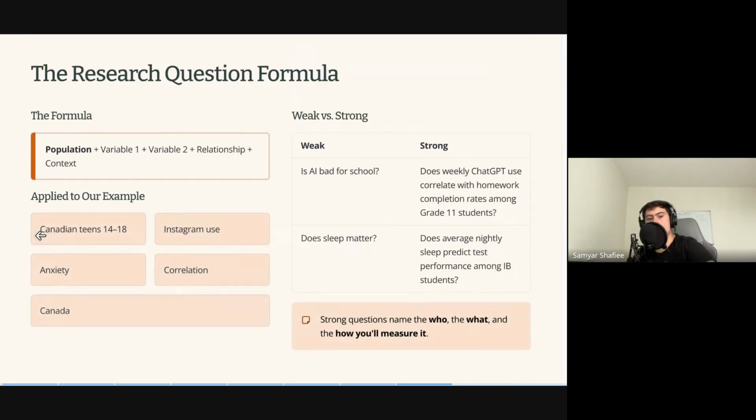So yeah, now to the next slide. So the research question formula. Again, this formula is a generic and general formula. For your specific topic, for example, this formula failed for the rocket question because the rocket question wouldn't study a population. But again, this is a very great starting point to use. So a population plus variable 1 plus variable 2 plus relationship plus context.